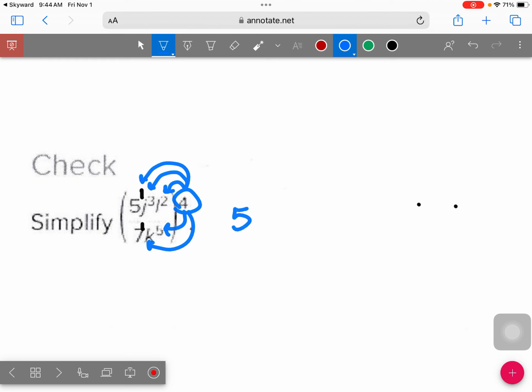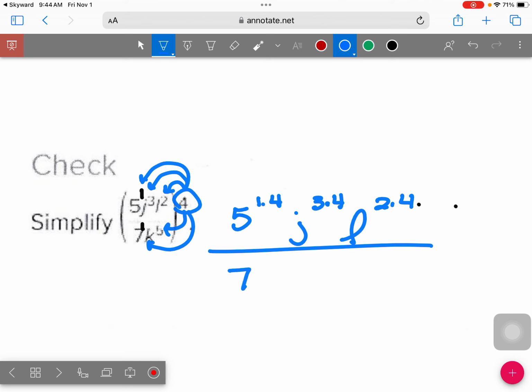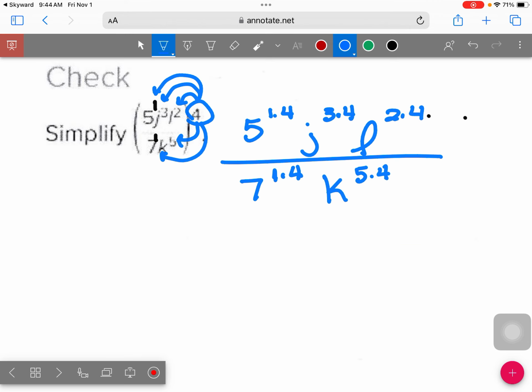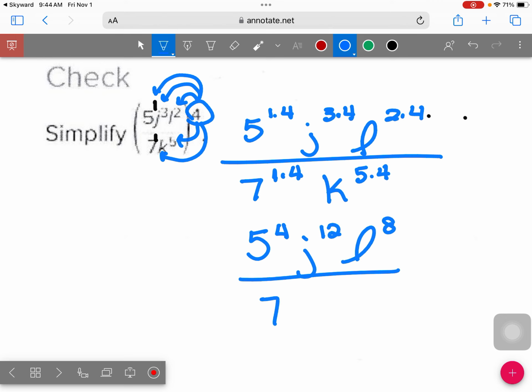So this is 5 to the 1 times 4, j to the 3 times 4 and L to the 2 times 4, all divided by 7 to the 1 times 4 and k to the 5 times 4. So that is 5 to the 4th, j to the 12th, L to the 8th, over 7 to the 4th, k to the 20th.